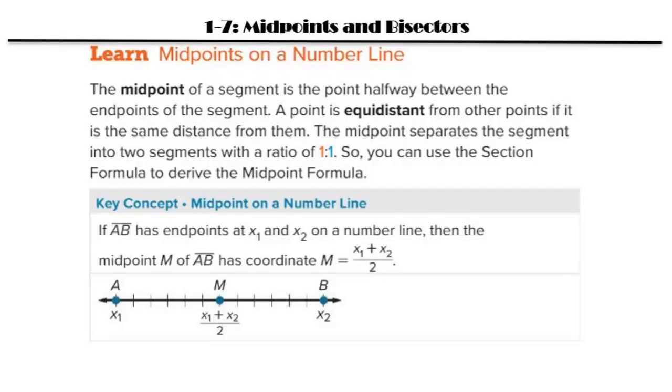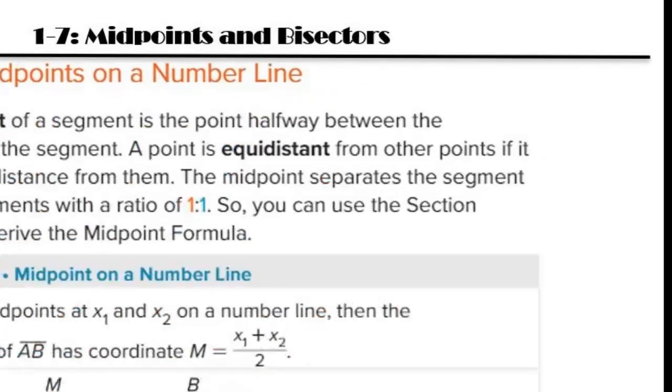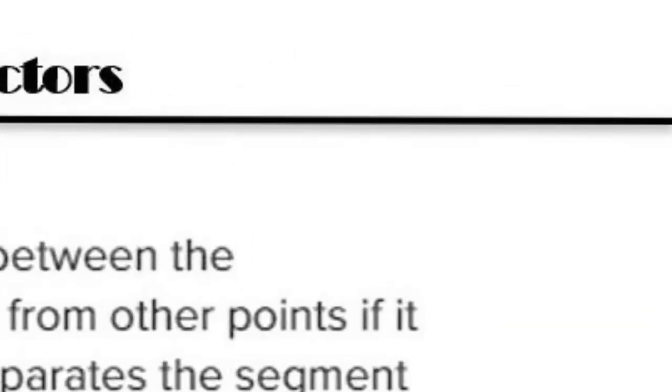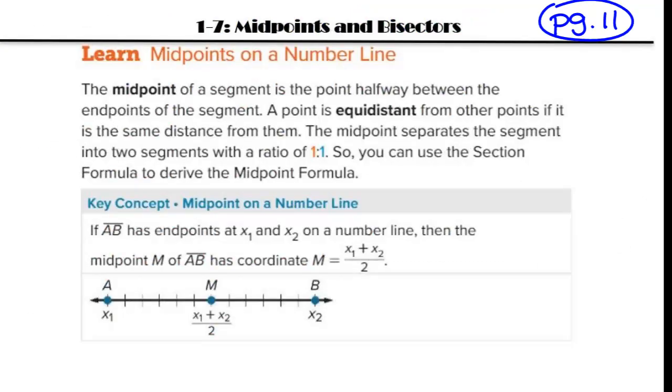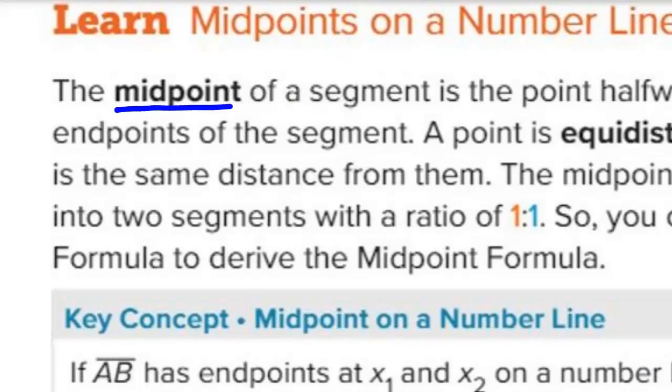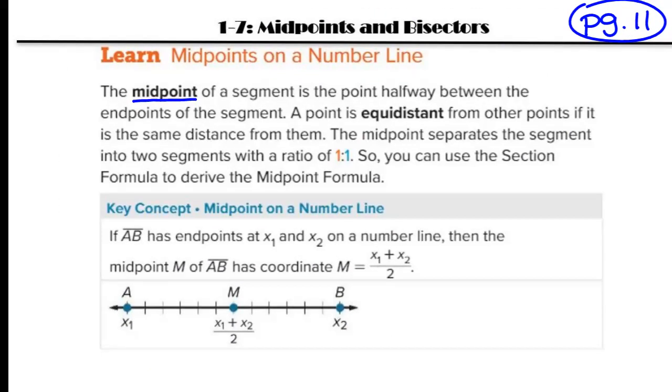So page 11, just a little bit down the page, says 1-7 midpoints and bisectors. At the end of last week, we talked about distance. And we've mentioned midpoints. A midpoint of a segment is the halfway point. It is equidistant from the endpoints. Equidistant just means equal distance or same distance.